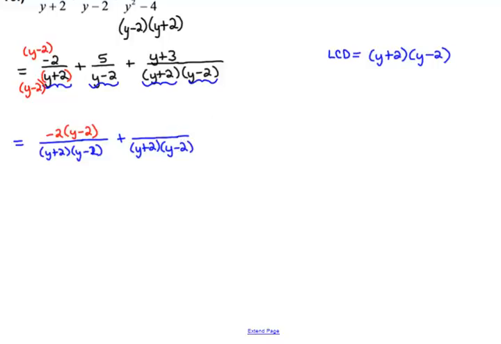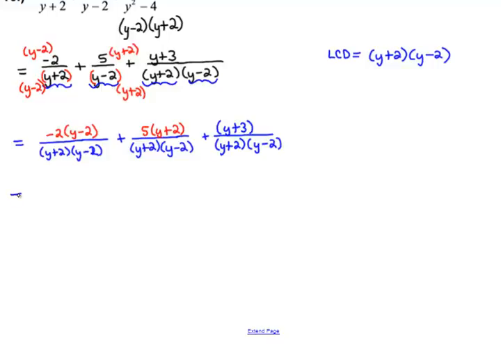I'm asking myself the same question, what did I take the bottom times? I took it times y plus 2. So that means I got to take the top times y plus 2. So I get 5 times y plus 2. And I look at my last fraction. If I notice, the denominator does not change. So if the denominator does not change, then the numerator does not change. So I still have y plus 3 on the top.